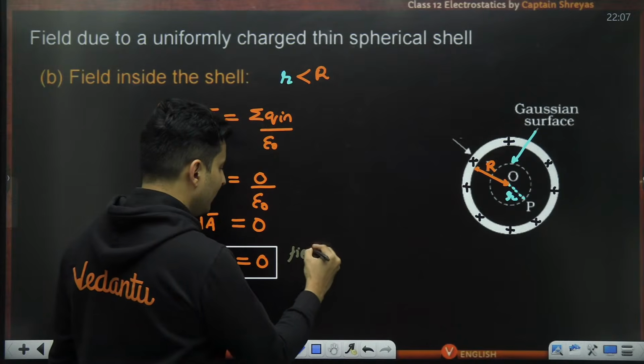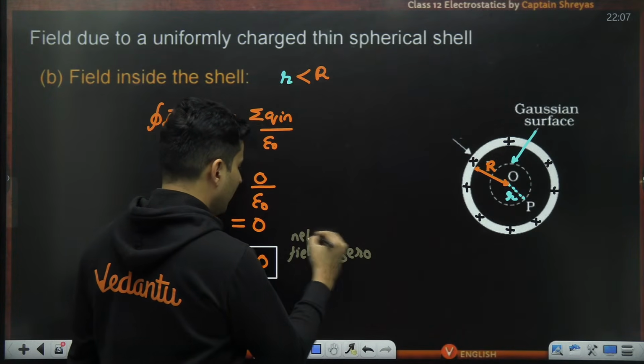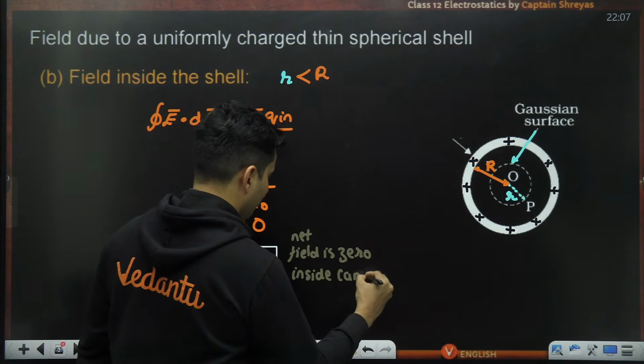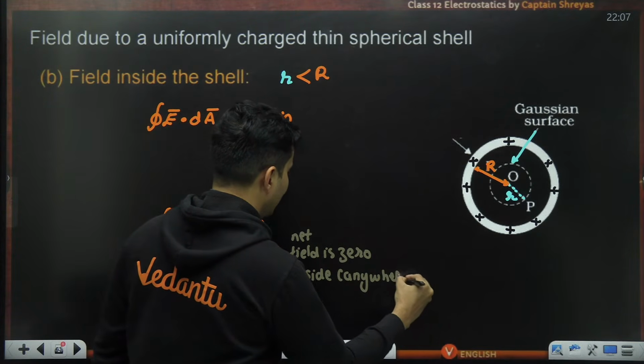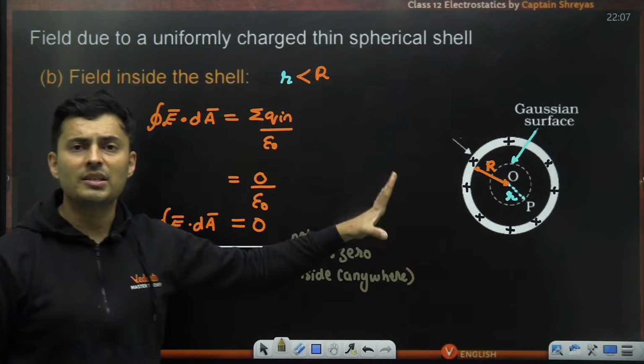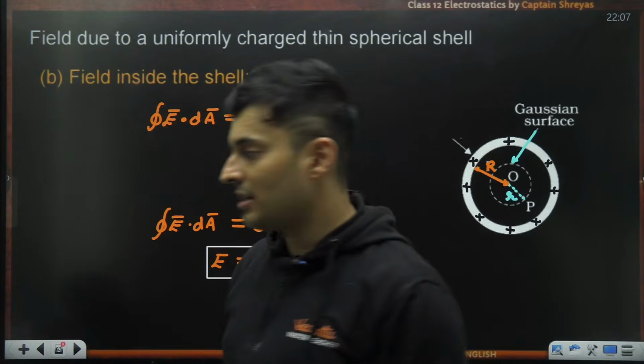So the field is 0. This is the net field, it is 0 inside, anywhere. Anywhere you go inside, it is 0. It doesn't matter, it is 0. All the fields will cancel out each other. That is the interesting part for a shell.